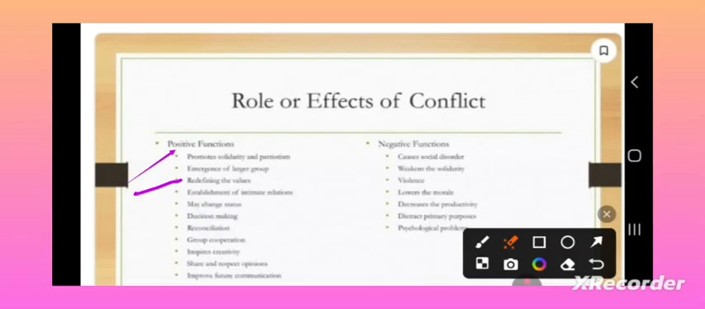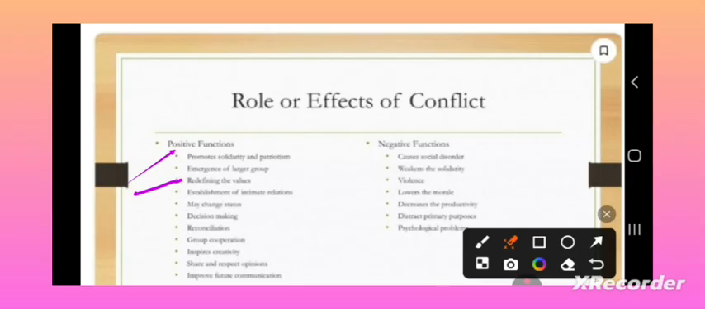It may change status and build boundaries. It leads to reconciliation and internal integration, inspires creativity, clarifies goals and opinions, and improves future communication. So these are the positive functions.